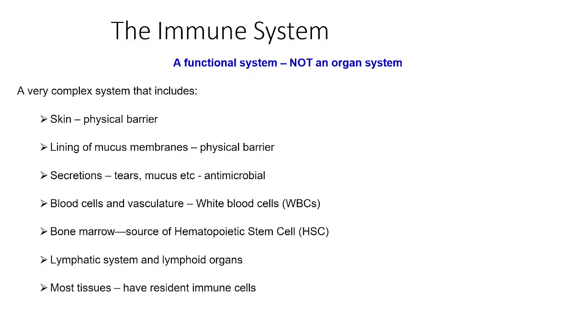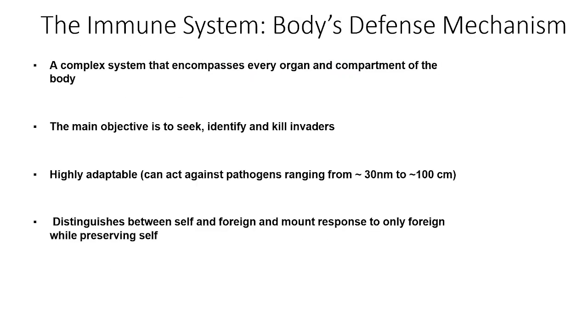Most tissues have resident immune cells. And the immune system is the body's defense mechanism, a complex system that encompasses every organ and compartment of the body. The main objective over here is to seek, identify and kill the invaders. That's the primary objective. It's highly adaptable and can act against pathogens of different sizes, and distinguishes between self and foreign, mounting a response only to foreign while preserving the self.